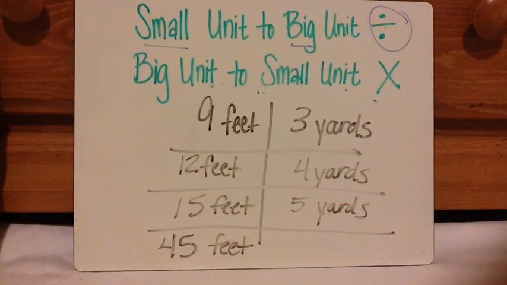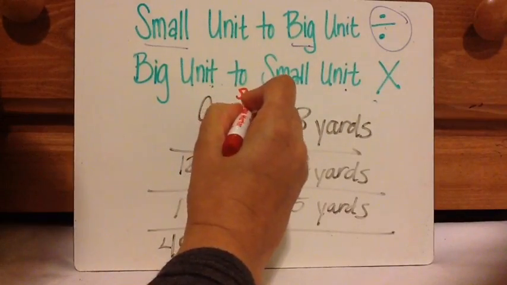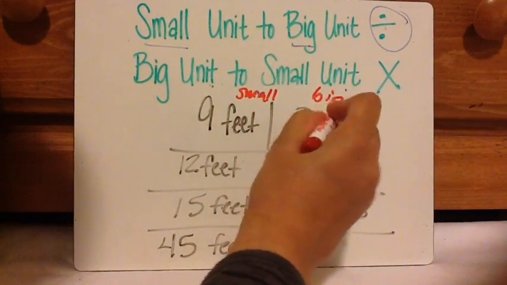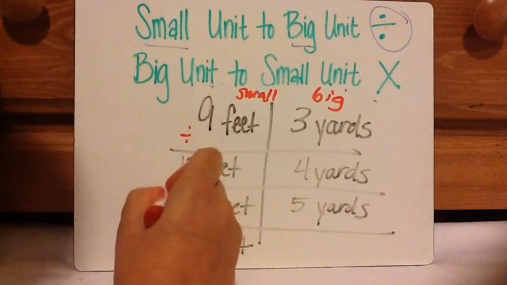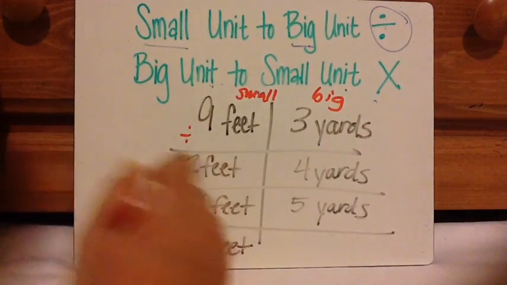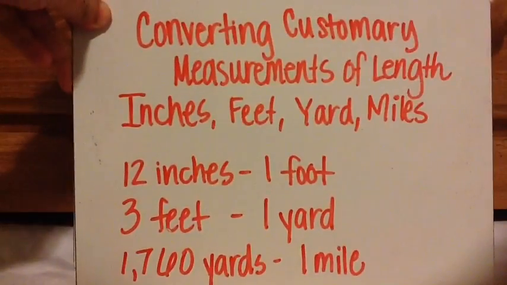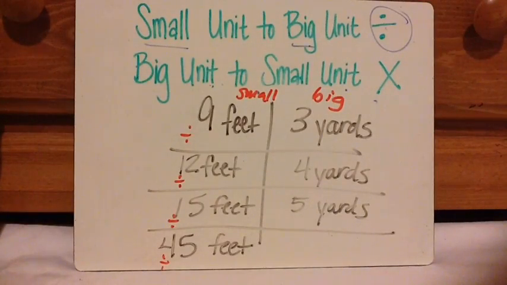Let's look at another one. We're going from feet to yards, and they want to know what it would be if it was 45 feet. So recognize this is small and this is big, so I will be dividing. So what do I divide? Well, according to this, 3 feet equals 1 yard. Every 3 feet, you're making 1 yard.